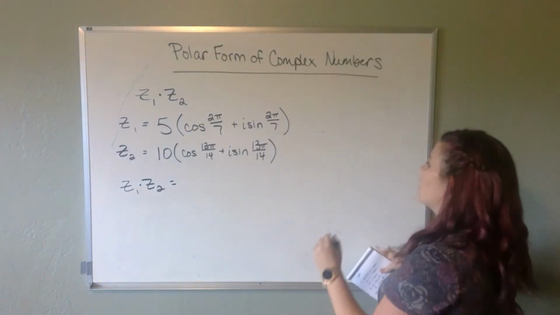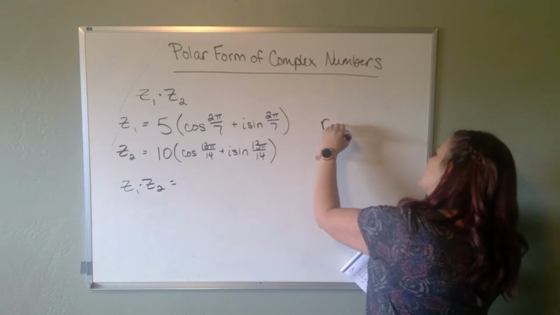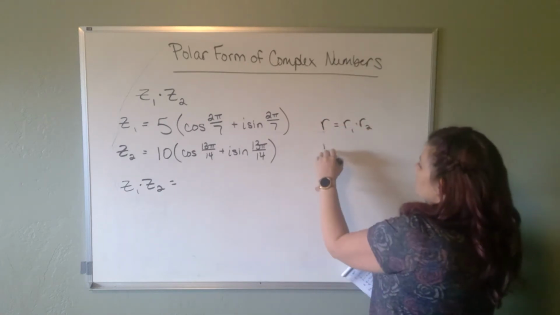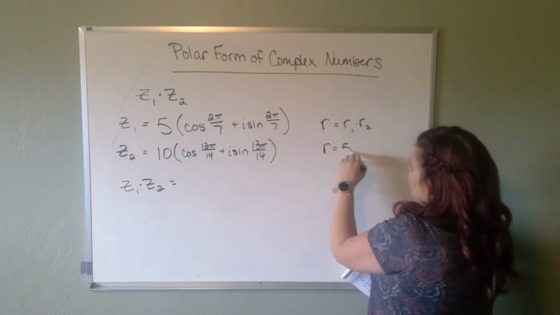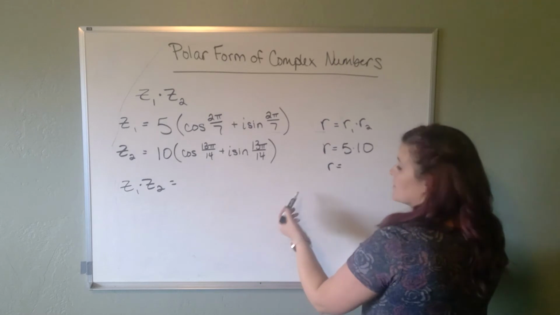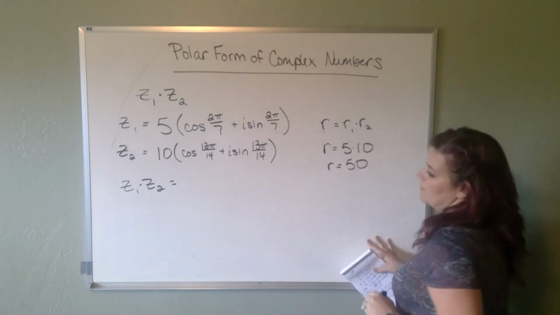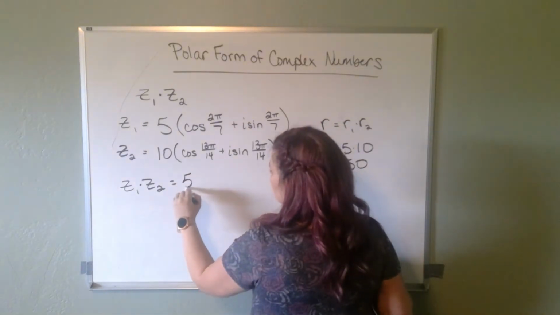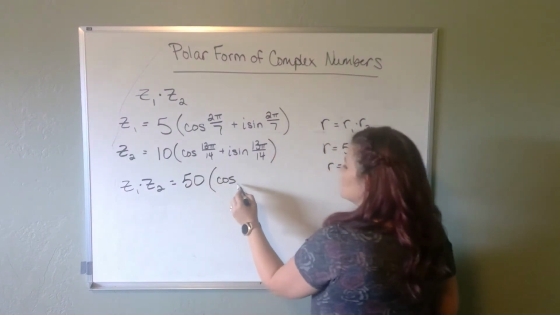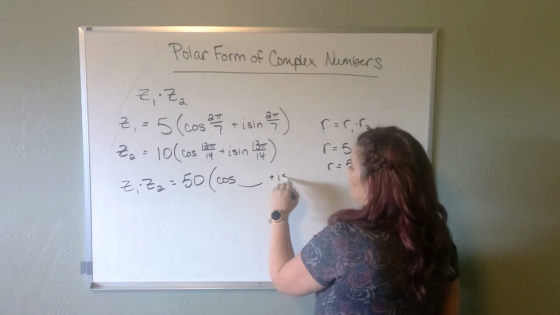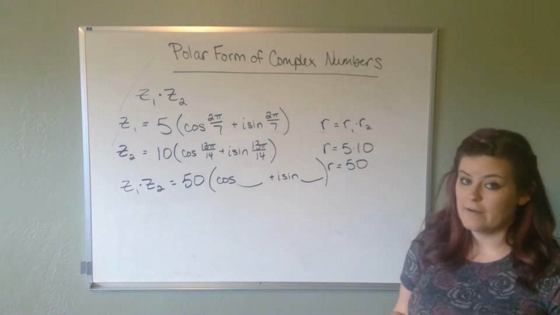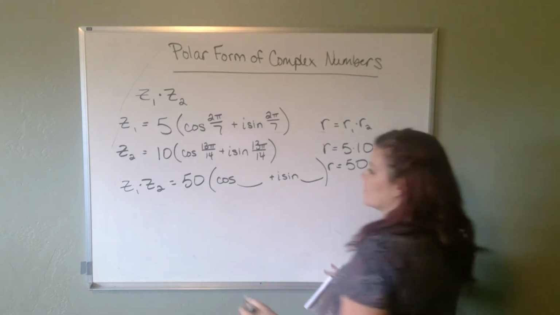So your new r is going to be r1 times r2. Remember, you multiply the r's. So it's going to be 5 times 10. And the r you're going to use for your product is 50. So new r is 50. Remember, the template's the same. You just have to find the angle, because all that you're missing now is the new theta. So let's find the new theta.